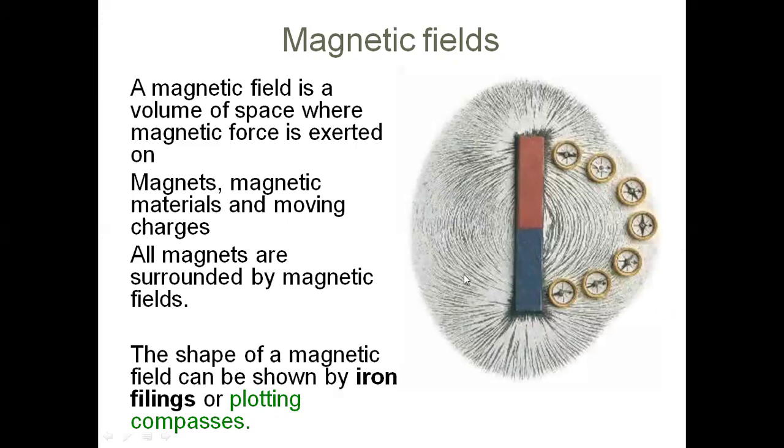See, the iron filings are sprinkled around this bar magnet, and iron filings only show the pattern. They don't indicate the direction of the field. The direction of the field can be known by using a plotting compass.